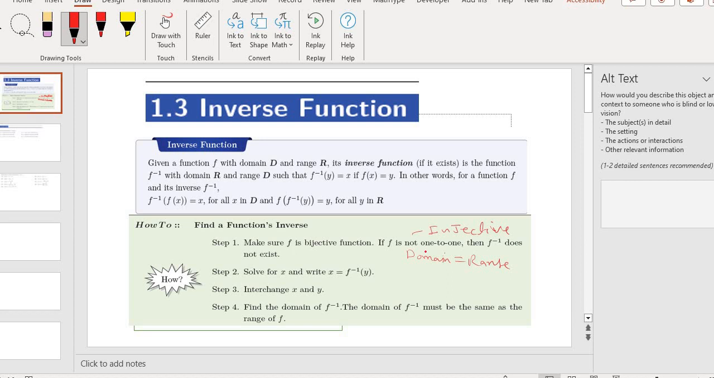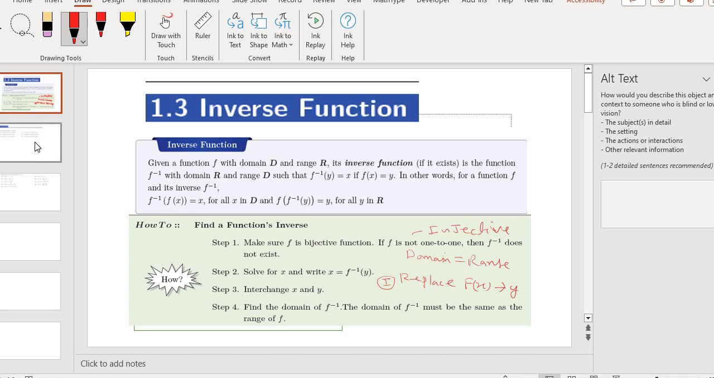Step number one, replace f(x) as y. Step number two, then solve for x. Step number three, write x as f inverse of x, not f inverse of y, f inverse of x, and change y as x. Then that type of function is called inverse of functions.